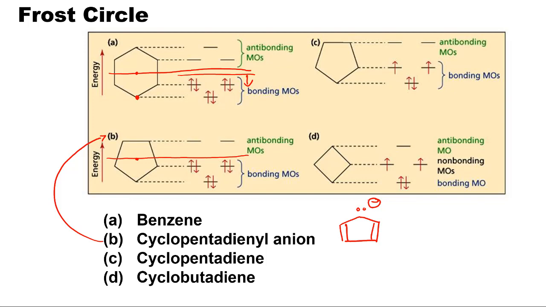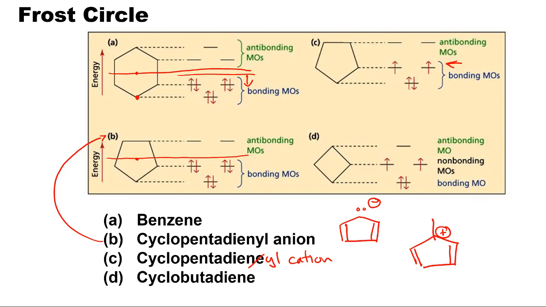Now let's do the cyclopentadienyl cation. That would be this guy. So again, it meets Hückel's criteria, at least in the first part. It's continuously conjugated and flat, but now there are only 4 electrons. And what you end up with is that these bonding molecular orbitals are not filled.